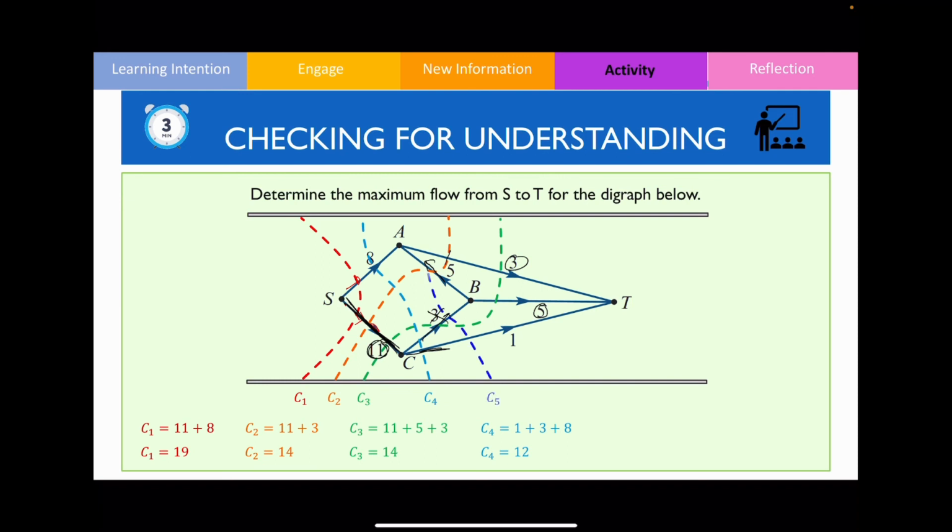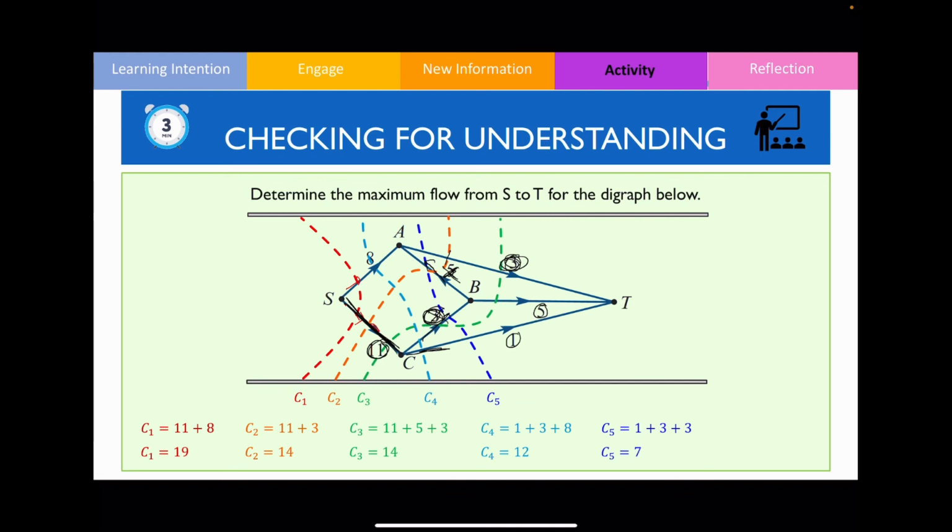Cut 5 can be represented like this. In this particular example, I can add the value 1 because it moves from left to right. I can also add the value 3 because it moves from left to right. But in this case over here, I cannot add the value 5 at all because the flow is moving right to left. But I can add the value 3 in this case because again, it moves from left to right. So by adding up those 3 numbers, cut number 5 has a capacity of 7.